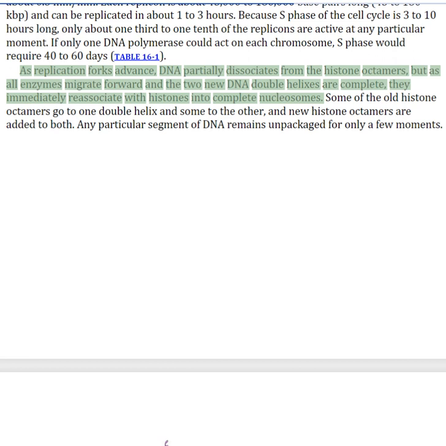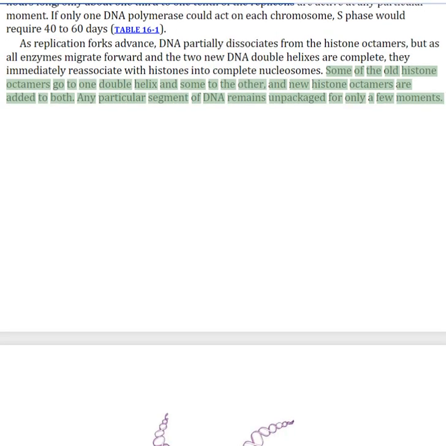As replication forks advance, DNA partially dissociates from the histone octamers, but as all enzymes migrate forward and the two new DNA double helixes are complete, they immediately reassociate with histones into complete nucleosomes. Some of the old histone octamers go to one double helix and some to the other, and new histone octamers are added to both. Any particular segment of DNA remains unpackaged for only a few moments.